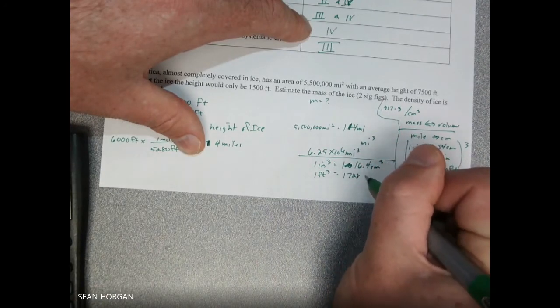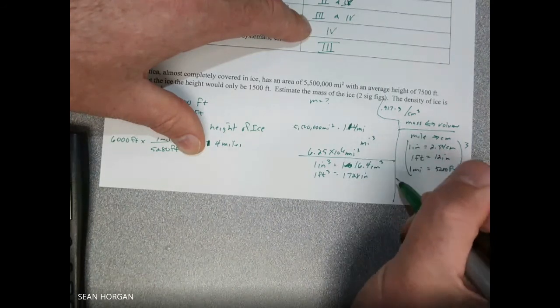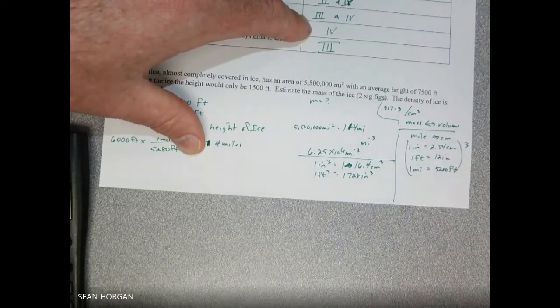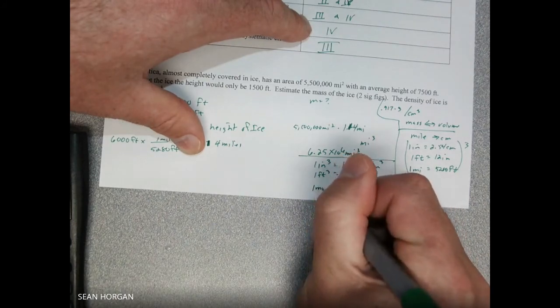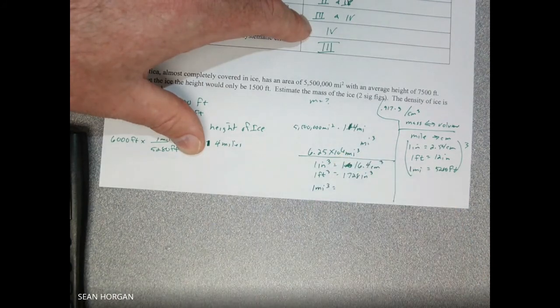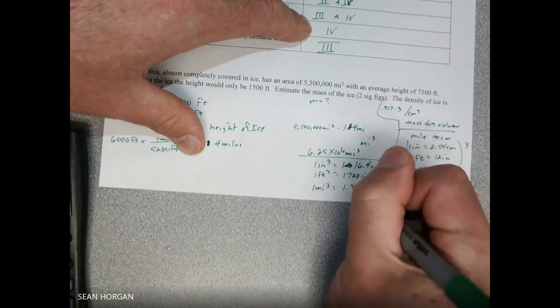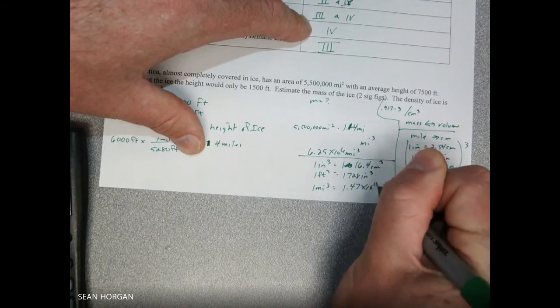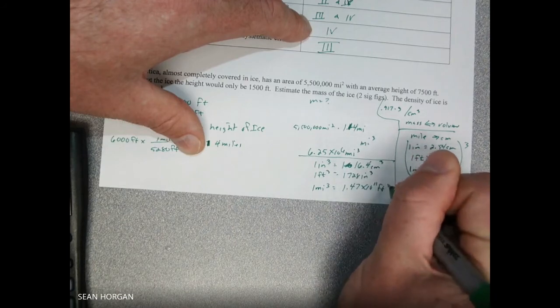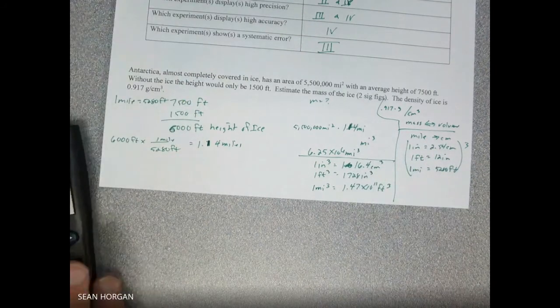1,728 inches cubed, right? And then this is the big one, right? 1 mile cubed is going to be equal to 5,280 cubed, which is 1.47 times 10 to the 11th feet cubed. All right. So these are my conversion factors.